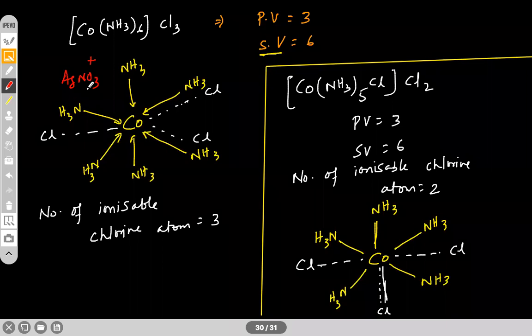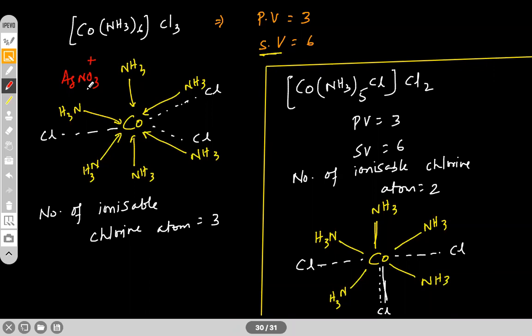One more drawback was there, that he could not explain why only certain elements show remarkable properties towards forming the coordination complex. But the main thing is this only. He could not explain the optical properties, meaning why the secondary valencies are directional, and the magnetic properties, meaning the number of unpaired electrons. So to overcome these drawbacks, we got other theories.